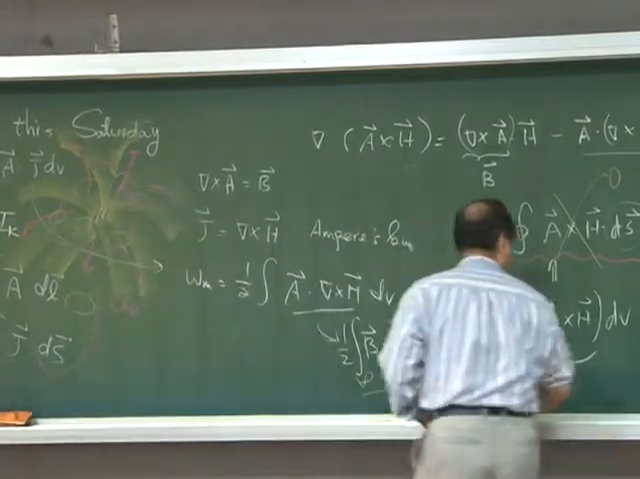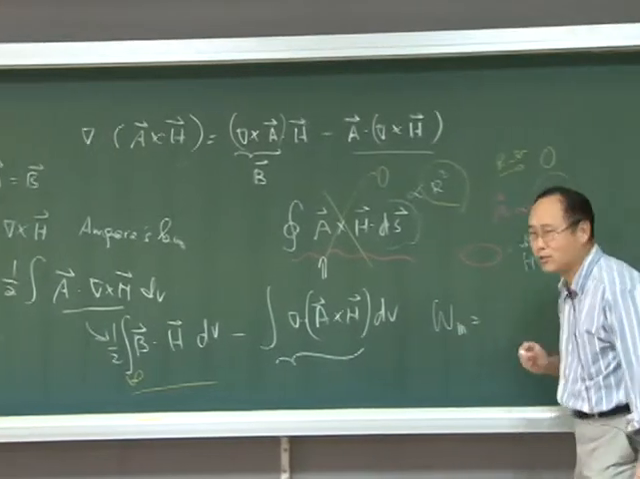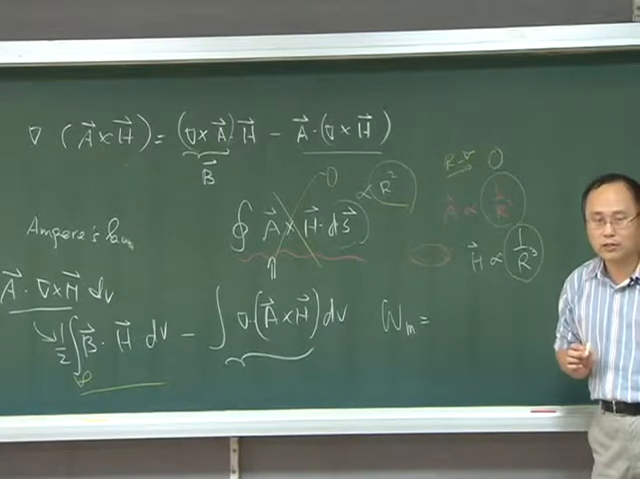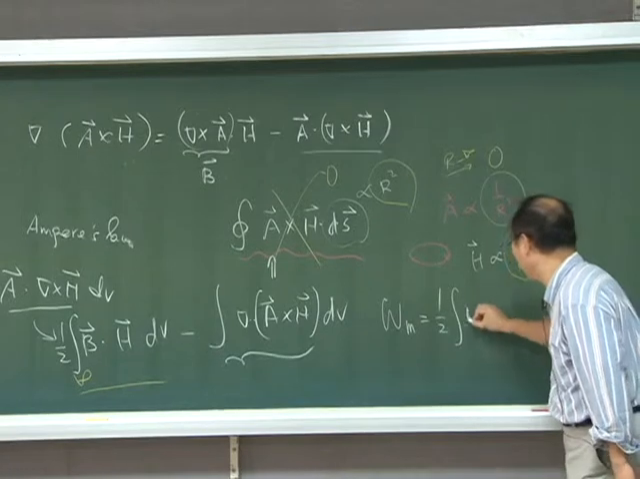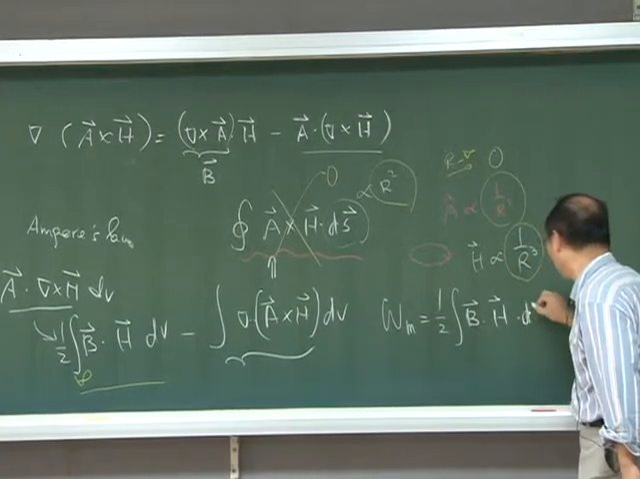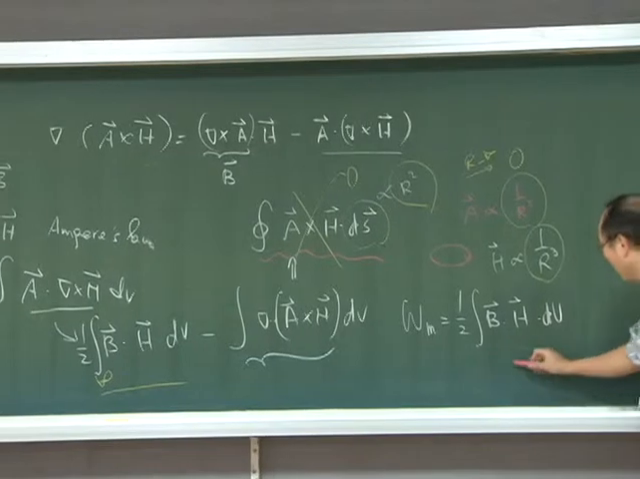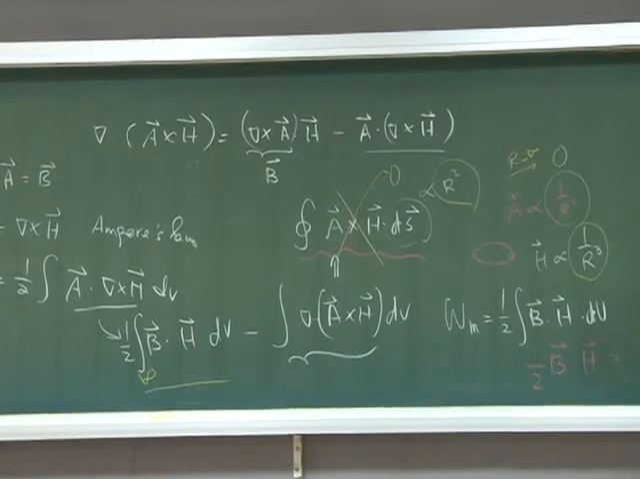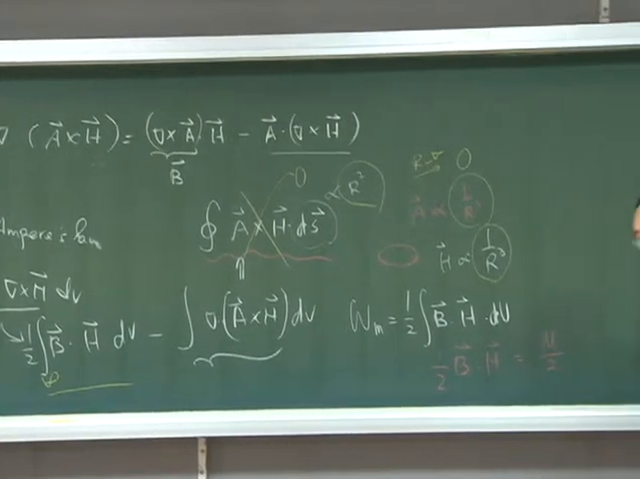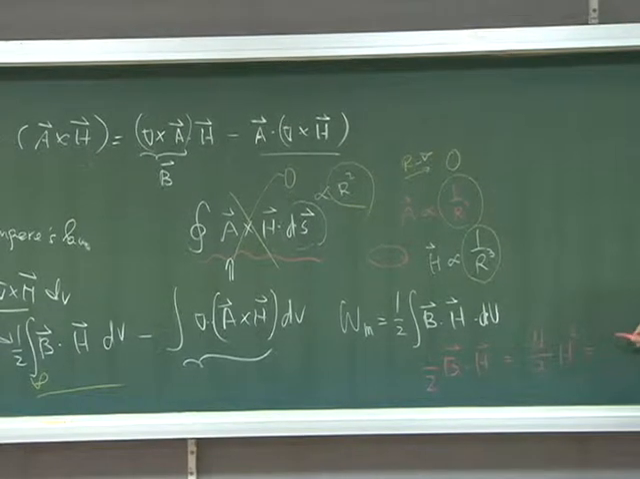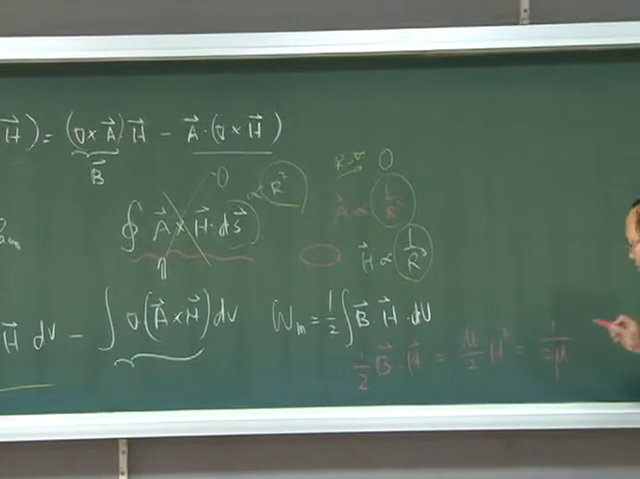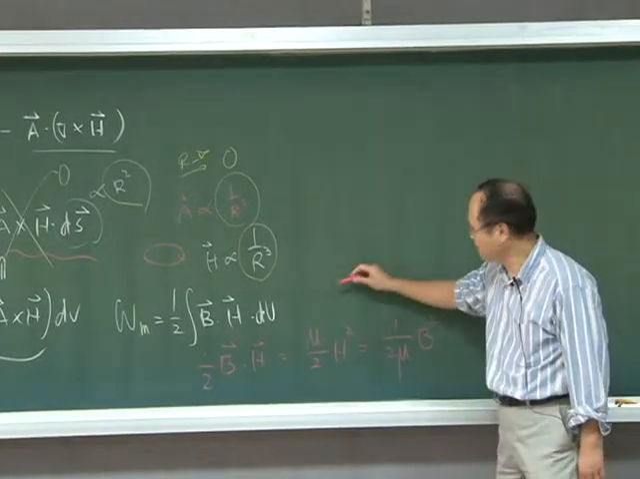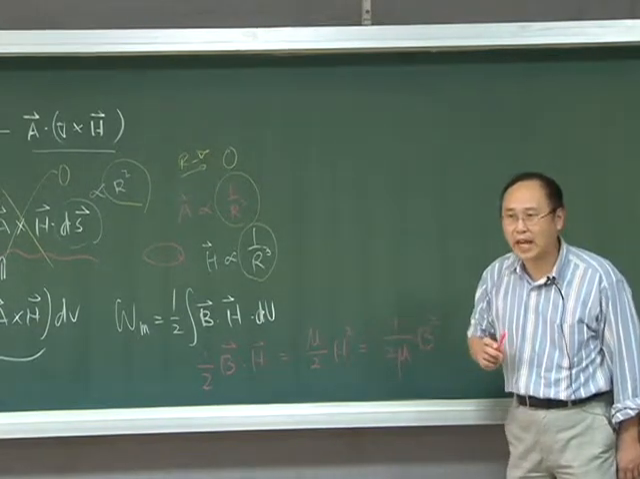Okay, so as a result, you have the magnetic energy expressed by the field as a function of field. That is 1/2 B dot H dV. And 1/2 B dot H can be written as 1/2 of mu H squared, or equal to 1 over 2 permeability multiplied with B squared. And this is called the volume density of magnetic energy.